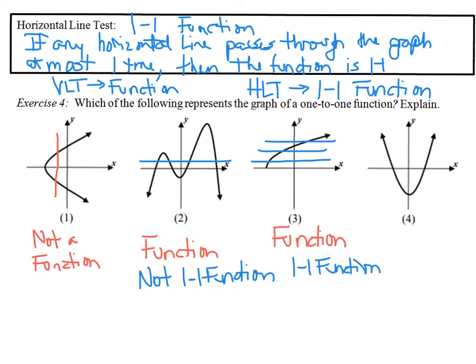Our last one, our parabola, is a function because it passes the vertical line test, but it doesn't pass the horizontal line test, so therefore it is not a one-to-one function.